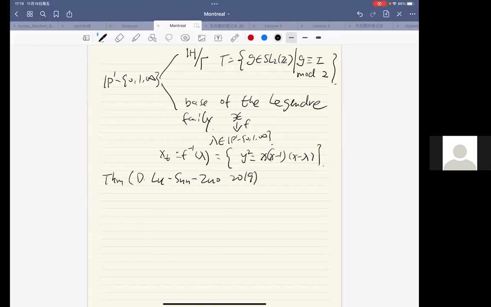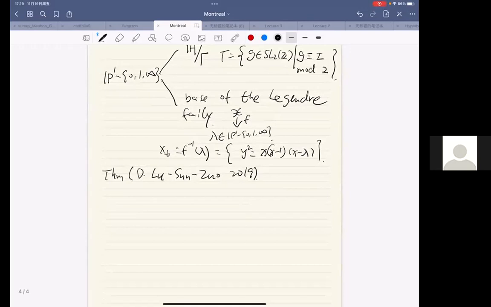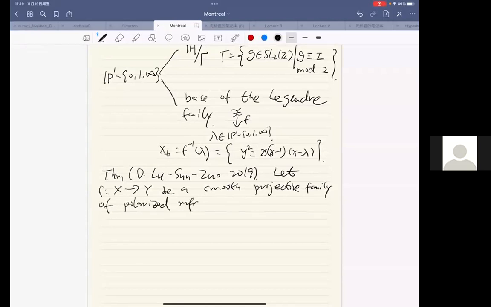So I think in 2019 we proved a result corresponding to the hyperbolicity of moduli spaces, though the statement is a bit complicated. Let X to Y be a smooth projective family of polarized manifolds with semi-ample canonical bundle. For a polarized manifold, we fix some ample polarization.